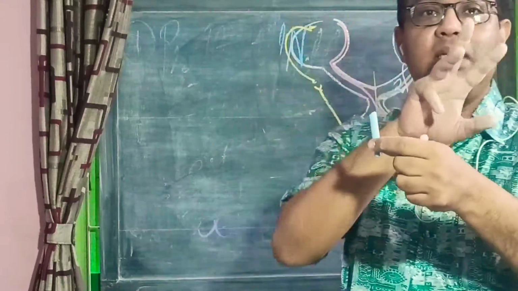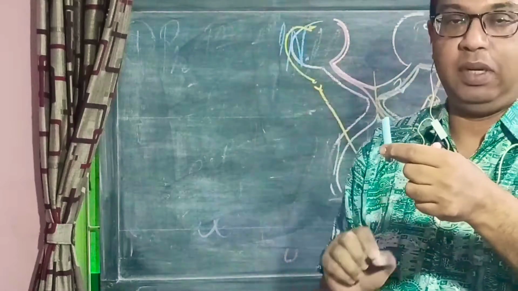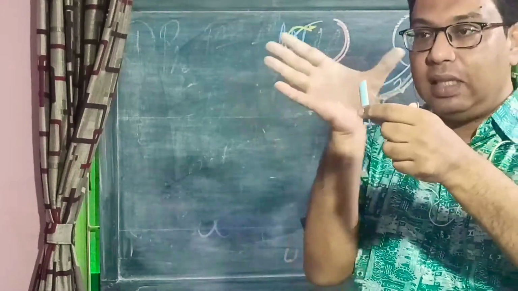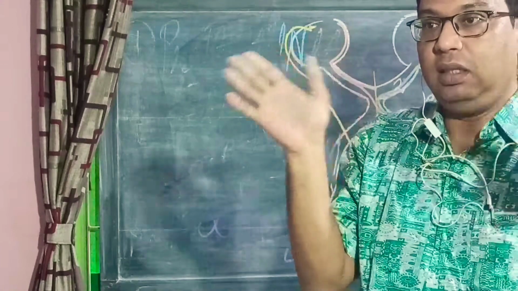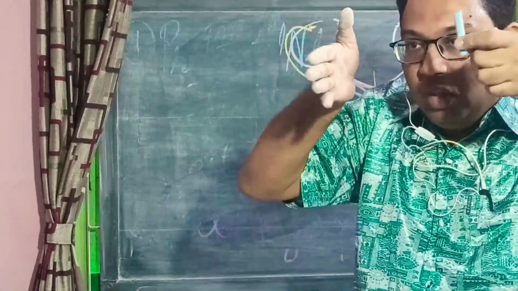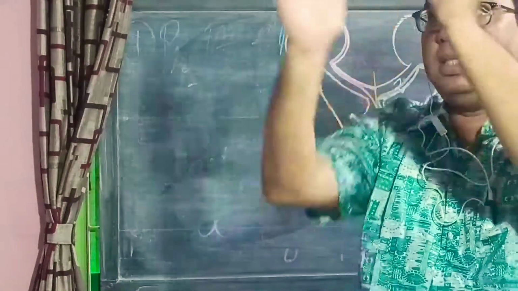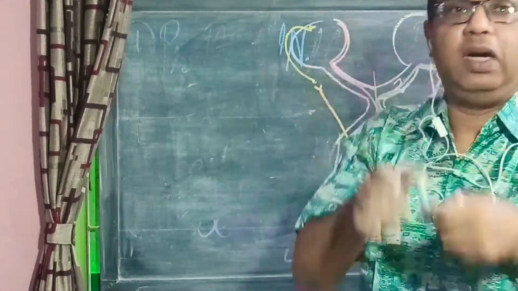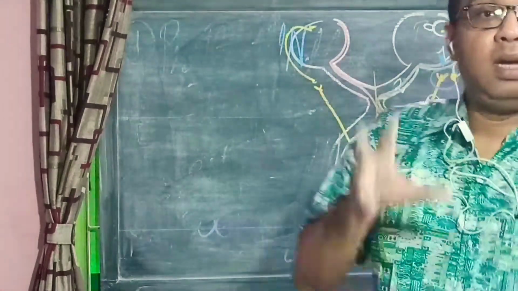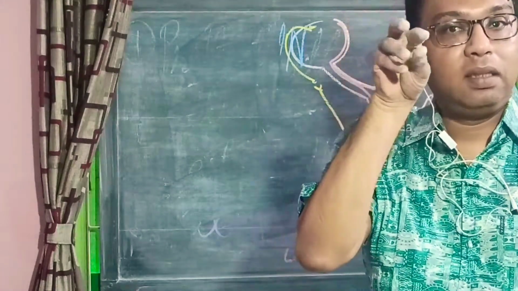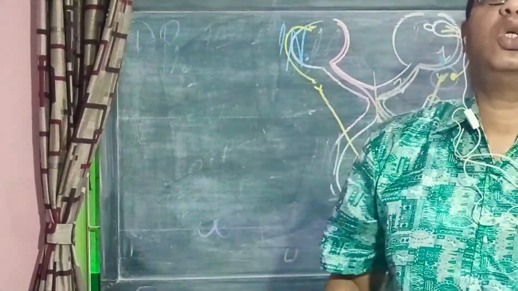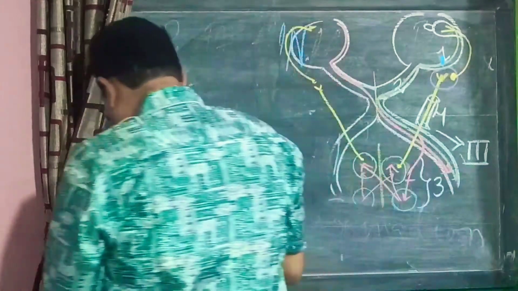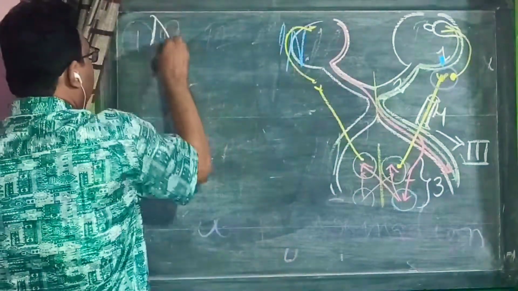So you see three things happen. The first thing you notice is that the eyeballs converge. The eyeballs will come together. While looking at a distance, they are looking out parallelly. While looking at a near object, they will converge. So convergence of the eyeball. You also notice that the pupils constrict.